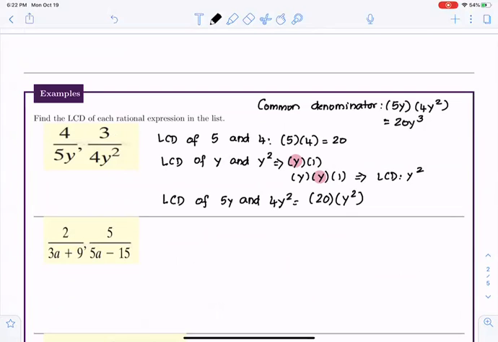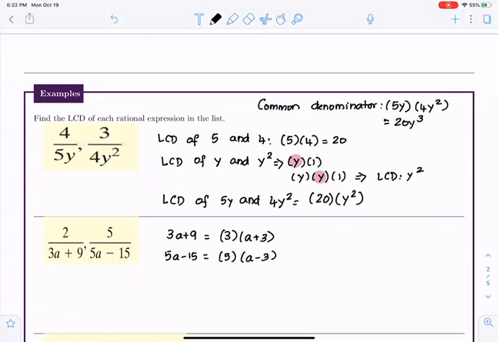So here we have an example where we have 3a plus 9 and we have 5a minus 15. So first, pull out a common factor. Well, the common factor between 3a and 9 is 3. If I pull that out, I have 3 times a plus 3. And I'll move on to 5a minus 15. I have a 5 in common, so if I pull out 5, I end up having a minus 3.